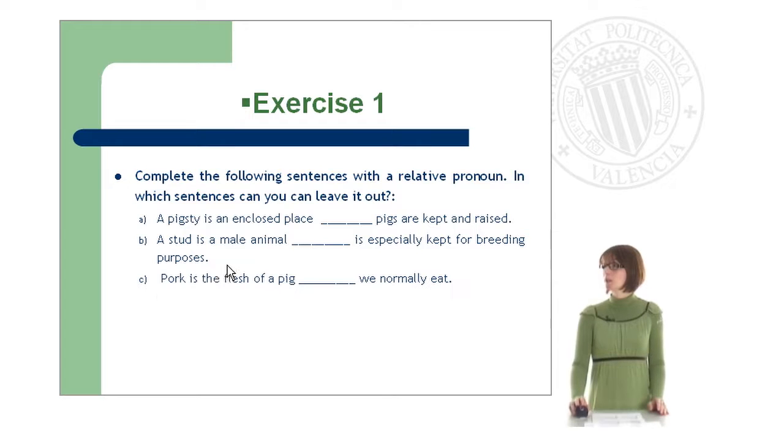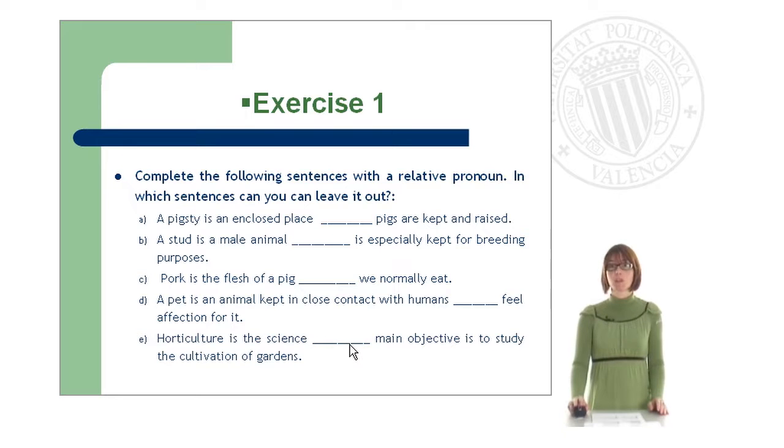C. Pork is the flesh of a pig, blank, we normally eat. D. A pet is an animal kept in close contact with humans, blank, feel affection for it. E. Horticulture is the science, blank, main objective is to study the cultivation of gardens. And now let's have a look at the solutions.